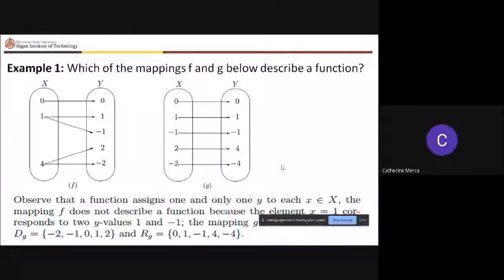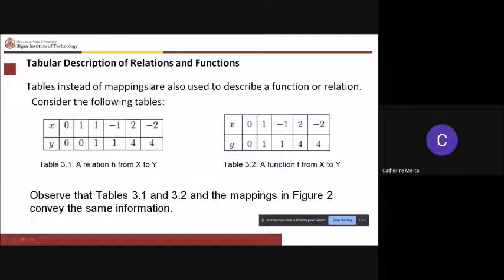So tabular description of function stations are also possible. So instead of mappings, you can also have, say, when x, you have element x, which is supposed to be your element of your domain, and your y here is supposed to be your range. Kani siya ang range, no? So 0 is mapped to 0, 1 is mapped to 0, 1 is mapped to 1. So this is a relation from x to y, and this one is a function from x to y. So these are actually mappings in figure 2. So mappings in tables 3.1 and 3.2 are the mappings in figure 2.